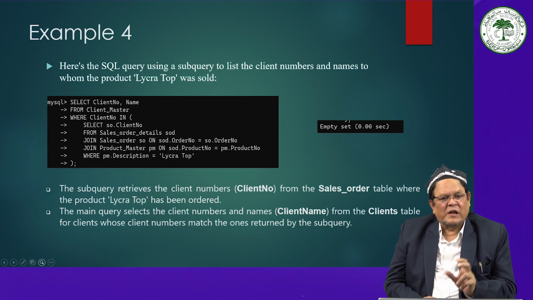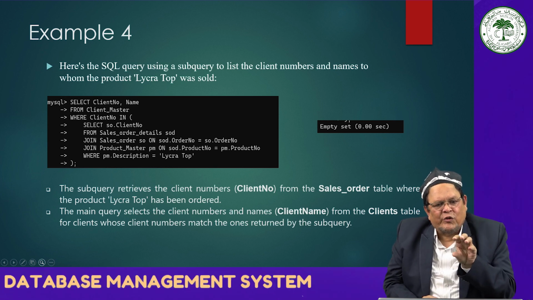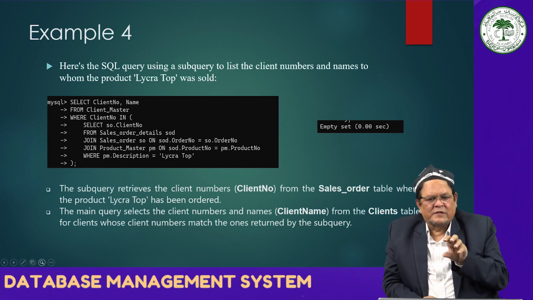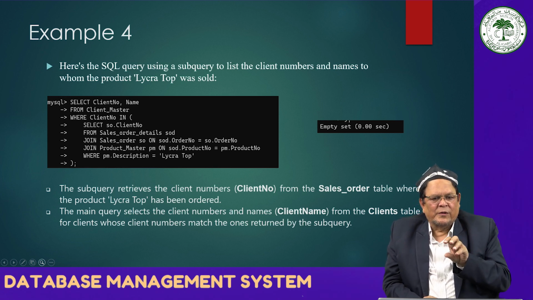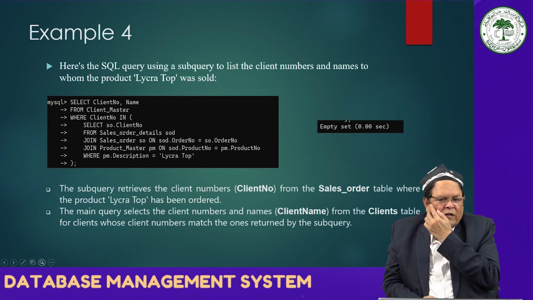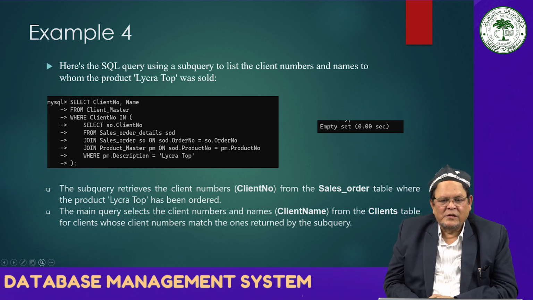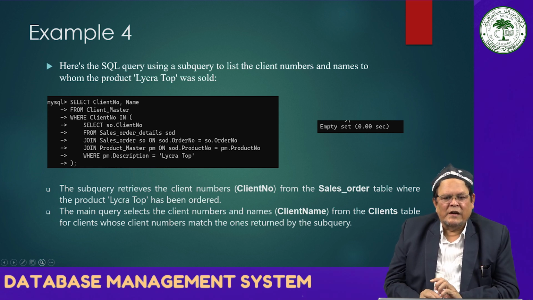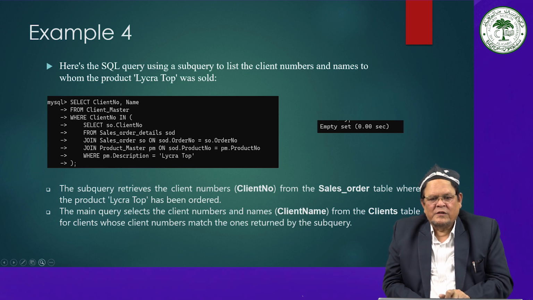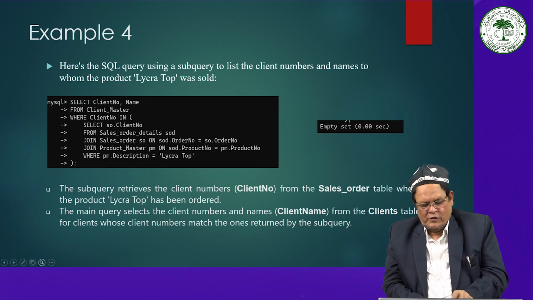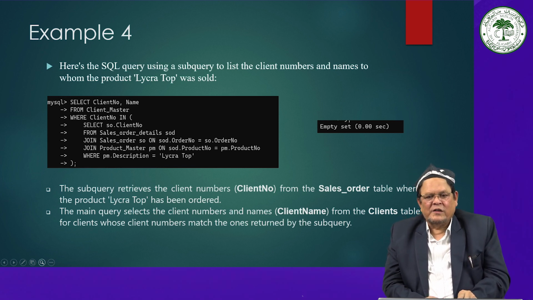It means for the main query, first of all you have to write the subquery which will return the client numbers from the sales order where the product Lycra top has been ordered. The main query selects the client number and the name from the client table for the clients whose client number must match one returned by the subquery. So here after matching, no result is there, so an empty set will be displayed on your screen.